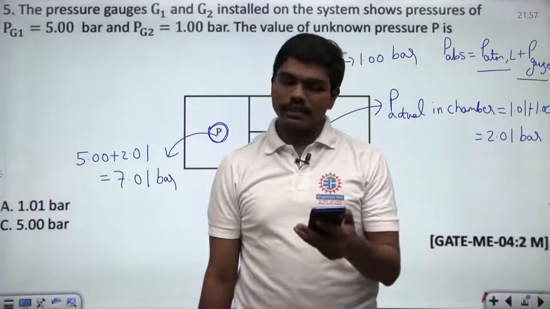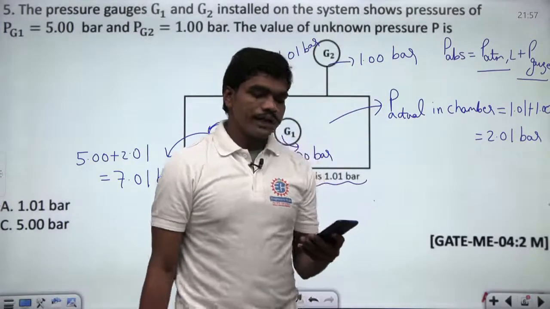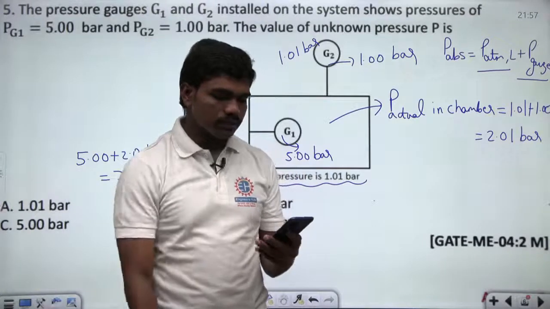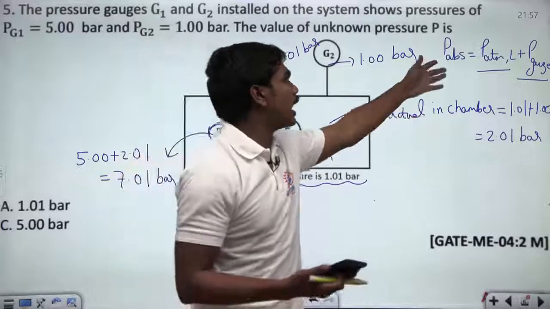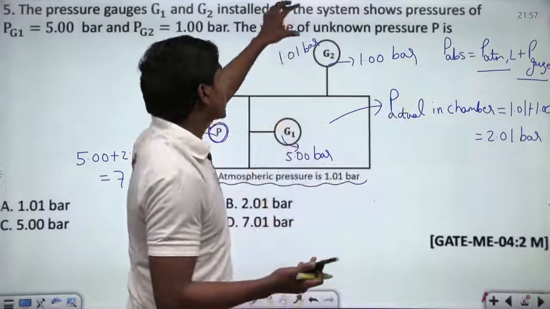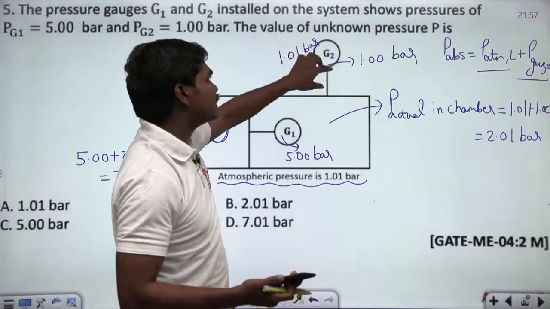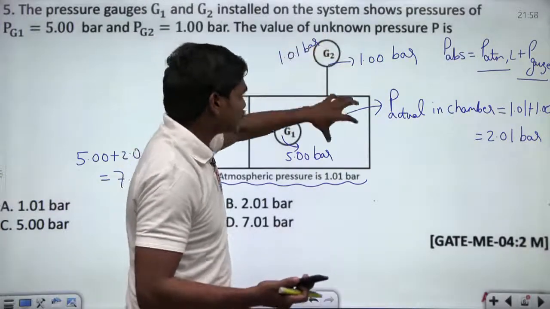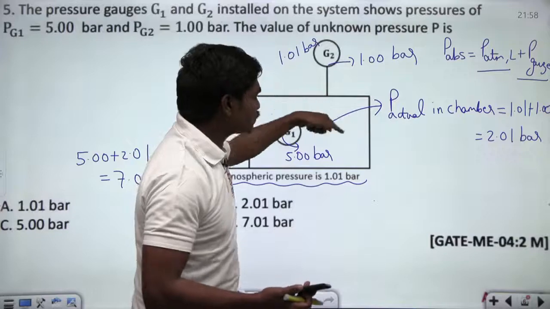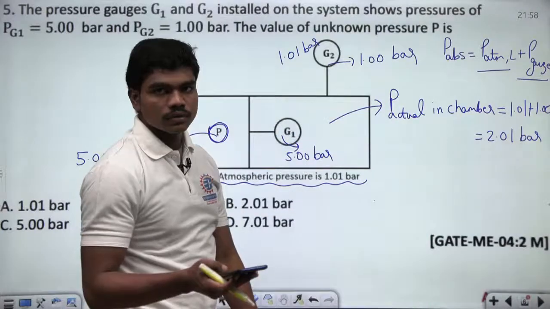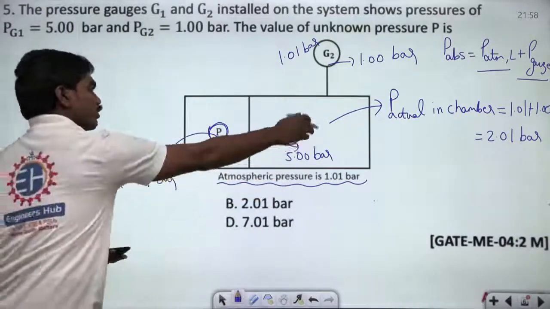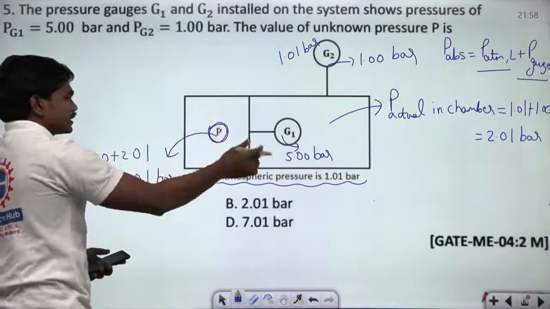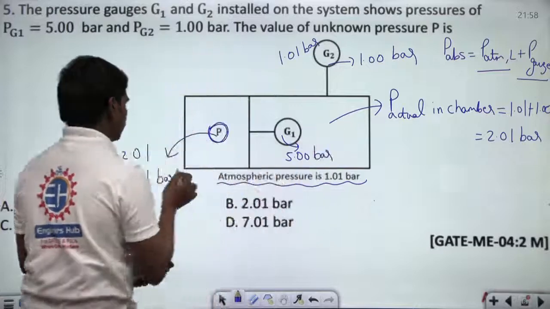Yes, 7.01 is the correct answer. Fine. Are you all clear till this point? Did you all understand how it's 7.01? Because I have given you this equation. So at an expense of 1.01 bar atmospheric pressure, this gauge is still reading 1 bar. So the actual pressure of the container to which this gauge is connected is, at this point, 2.01 bar. Similar is the case here. So at an expense of 2.01 bar pressure, this gauge is reading 5 bar. So the actual pressure of this is the summation of 5 plus 2.01, which is 7.01.